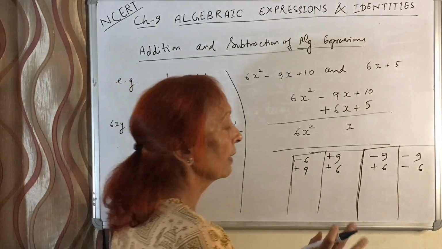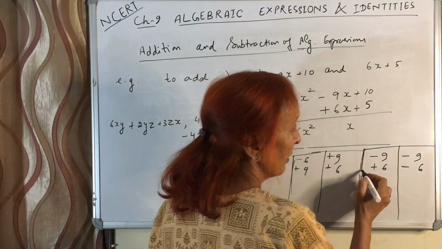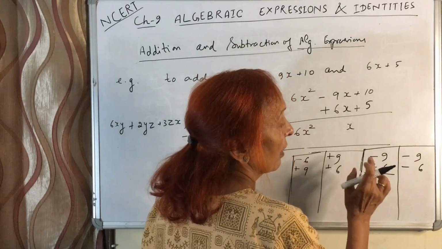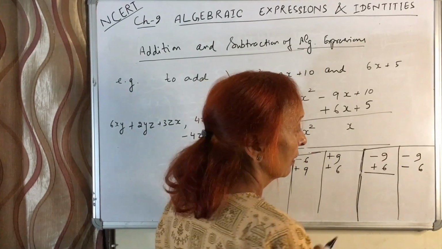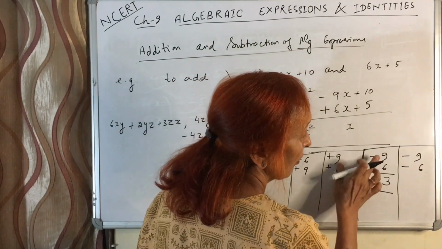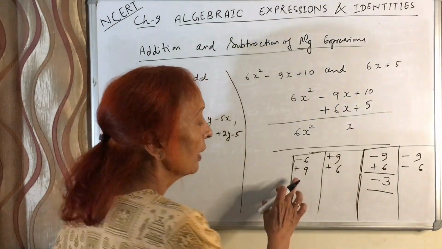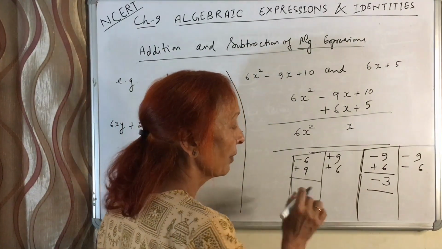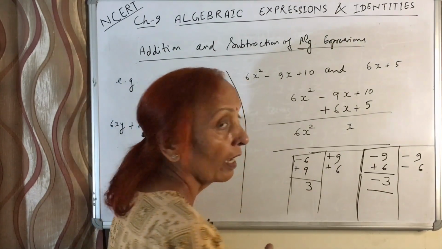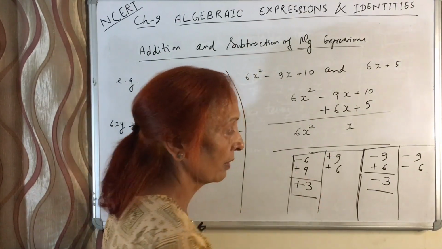Okay, now what to do? When there is a different sign, means minus and plus, you subtract the smaller number from the bigger number. 9 minus 6 is 3 and put the sign of the bigger number. So the sign of the bigger number is minus. So this is the answer. Okay, here also different sign. What you have to do, subtract the smaller from the bigger number. 9 minus 6, that is 3, and the sign of the bigger number. So the bigger number here is plus, so the answer is plus.